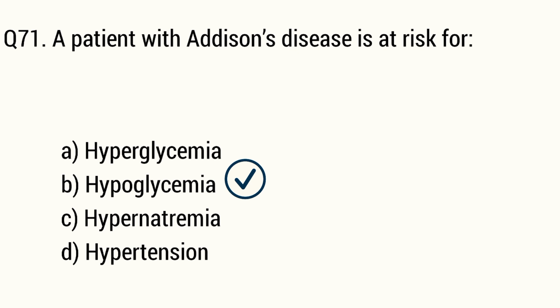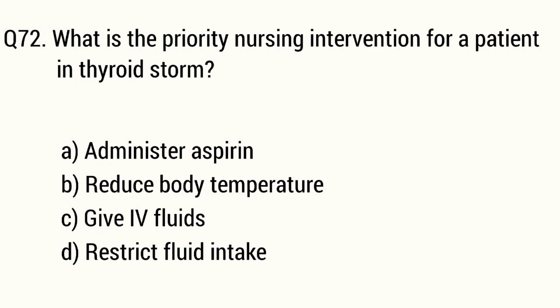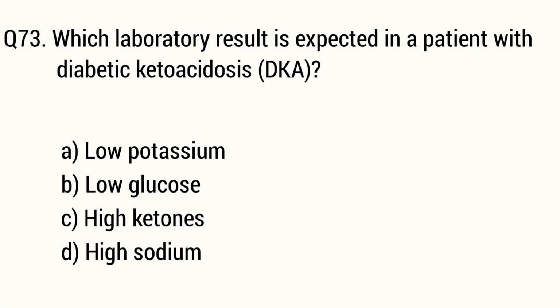Question number 72. What is the priority nursing intervention for a patient in thyroid storm? The right answer is option B. Reduce body temperature. Question number 73. Which laboratory result is expected in a patient with diabetic ketoacidosis? The right answer is option C. High ketones.